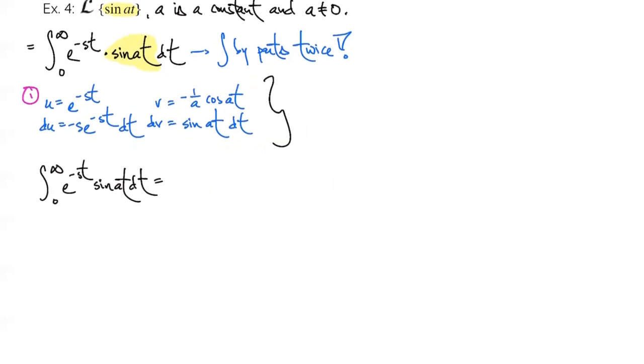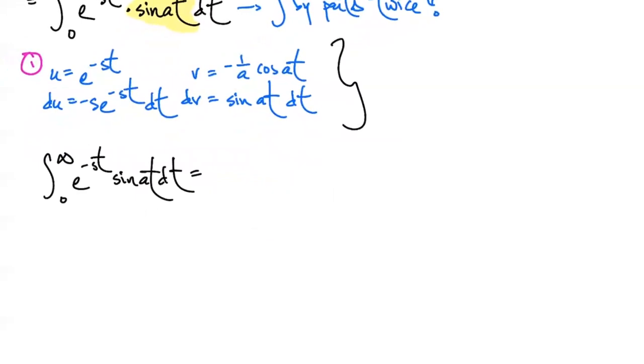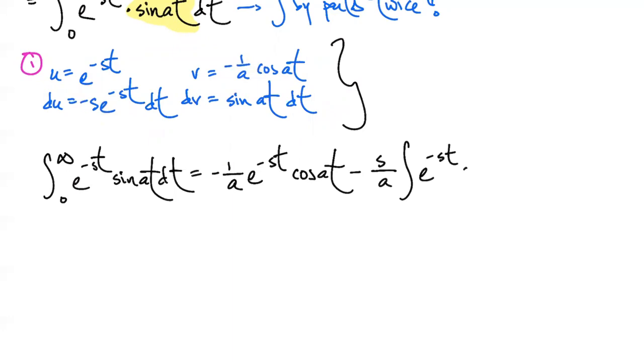It's going to equal uv minus the integral of v du. So we get negative 1 over a e to the negative st cosine at, that's my uv, minus the integral of v du. And so I'm going to pull the s and the a out to the front. That's just this s and this a. And then what's left on the inside, I end up with e to the negative st cosine of at dt.